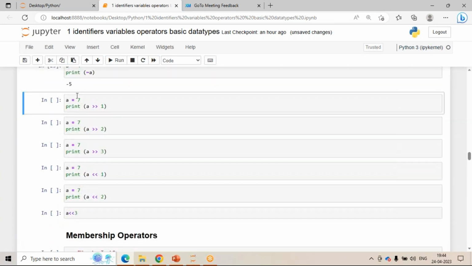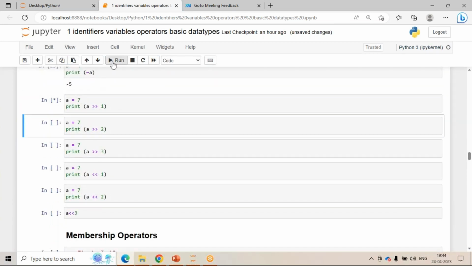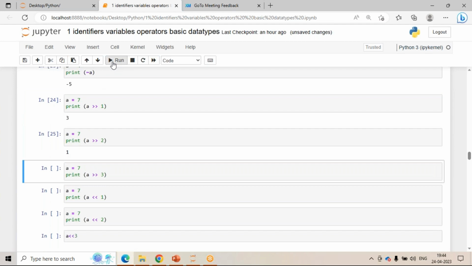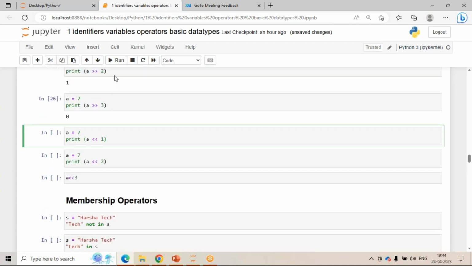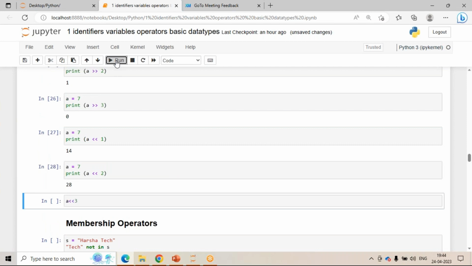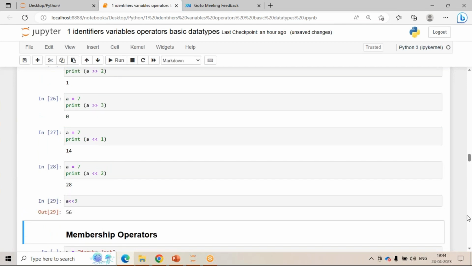Then right shift of 1, right shift of 2, and I'll make it right shift of 3 also. It is 0. Now left shift of 1 gives 14, left shift of 2 gives 28. Got it? Clear? Till now we have done it.